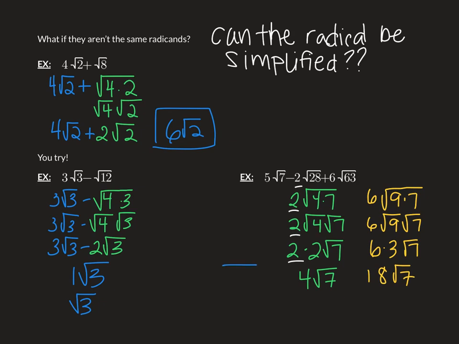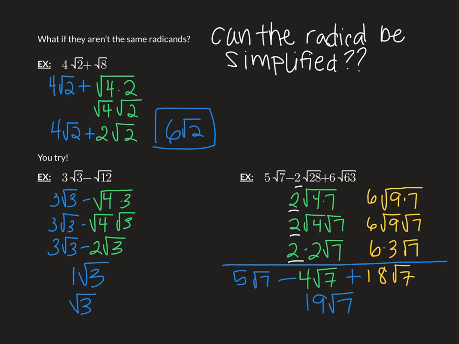So I'm going to come all the way down here to where the problem was. It was 5 root 7 minus what's equivalent to 2 root 28 plus what's equivalent to 6 root 63. And when I do the math, 5 minus 4 is 1, plus 18 is 19. So my final answer would be 19 root 7.